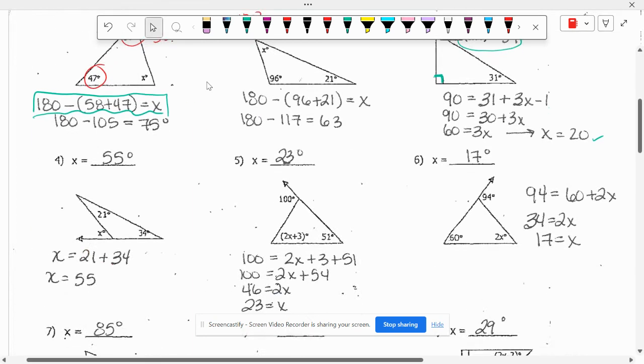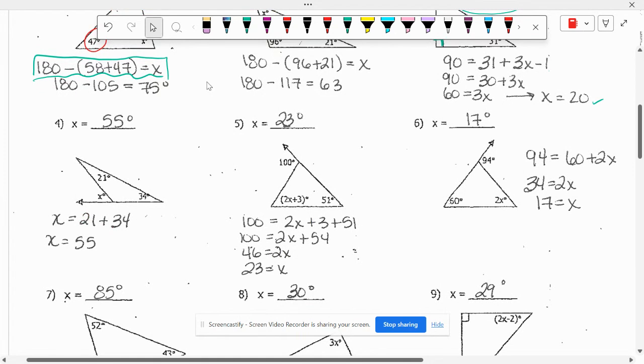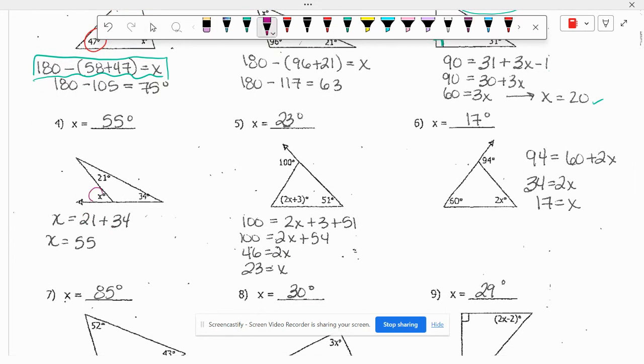Number four, I'm using the exterior angle theorem, which says that the exterior angle is equal to the sum of the two non-adjacent or remote interior angles. So what does that mean? That means that if they're non-adjacent, they're not next to the exterior angle that we're talking about. So x equals 21 plus 34. So x is 55 degrees.